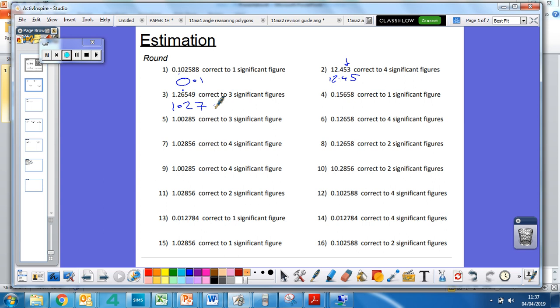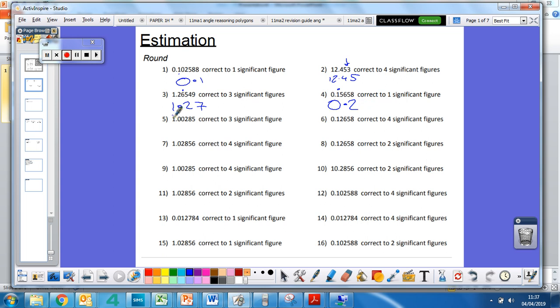Our next one, 1 significant figure. You don't count the 0, it's not significant. It's the first non-zero digit, which is the 1 here. So we're going to round to that digit, 0 point something. Look at the next digit, it's a 5, so it tells us to round the 1 up. This becomes 0.2.